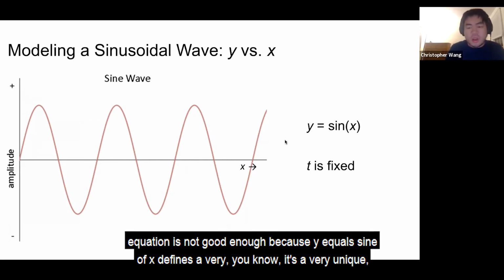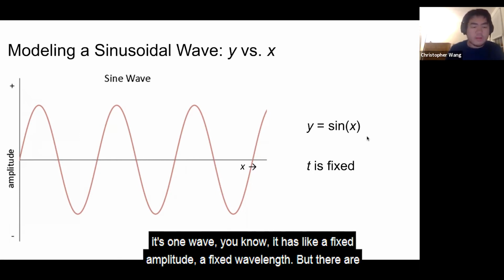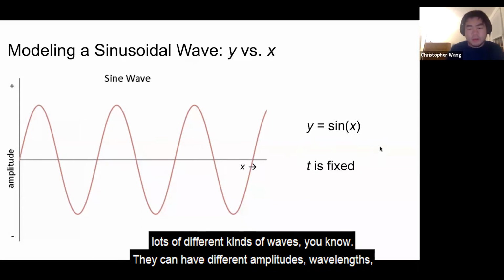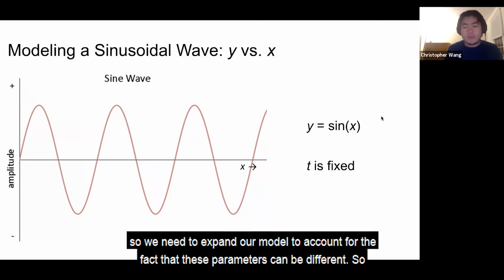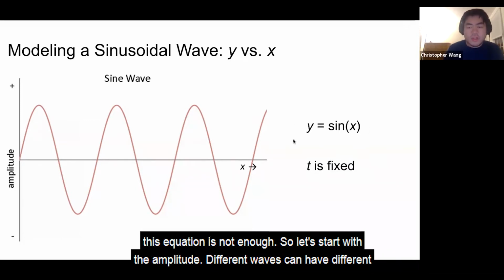But this equation is not good enough because y equals sine of x defines one very unique wave, with a fixed amplitude and a fixed wavelength. But there are lots of different kinds of waves. They can have different amplitudes and wavelengths. So we need to expand our model to account for the fact that these parameters can be different. So this equation is not enough. Let's start with the amplitude.